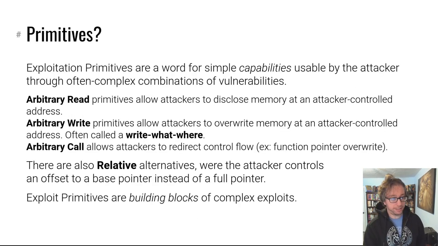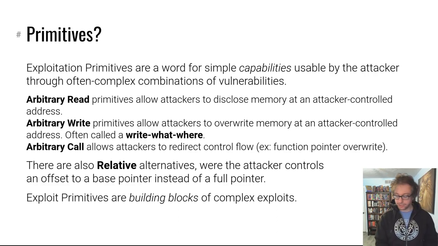All right, so what's a primitive? An exploitation primitive is a word that basically means a reusable capability that an attacker can use, often by combining a bunch of vulnerabilities in often complex ways, by combining a bunch of program logic, misusing it, et cetera, to achieve a simple goal. Primitives come in all shapes and sizes, but the common ones are an arbitrary read primitive, right? So an arbitrary read primitive is a reusable capability that will allow you as an attacker to disclose memory at an arbitrary address.